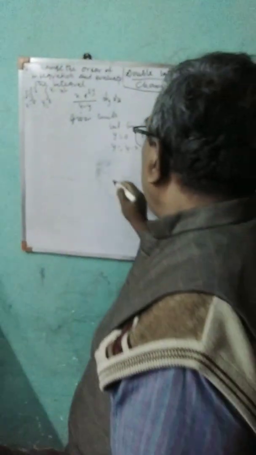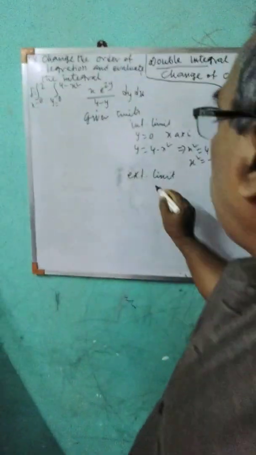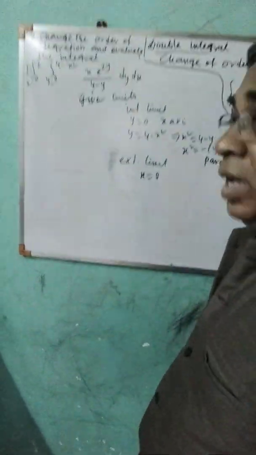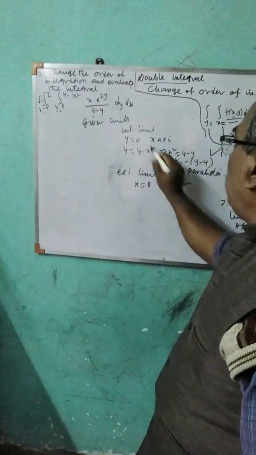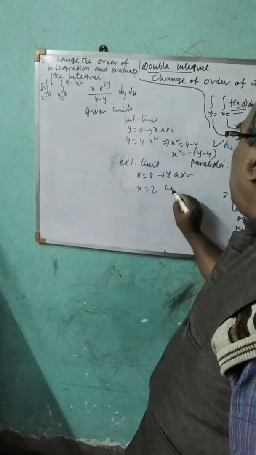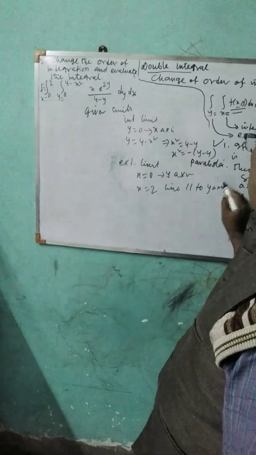And the external limits: x equal to 0 means the y axis, and x equal to 2 means a line parallel to the y axis.